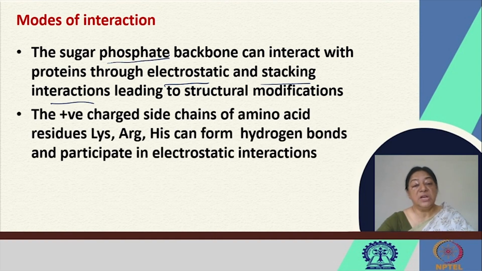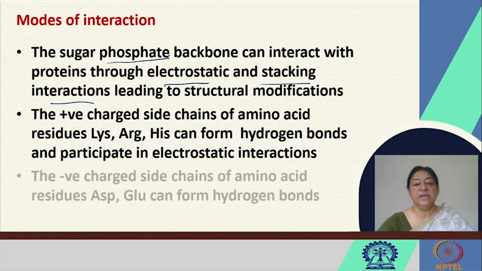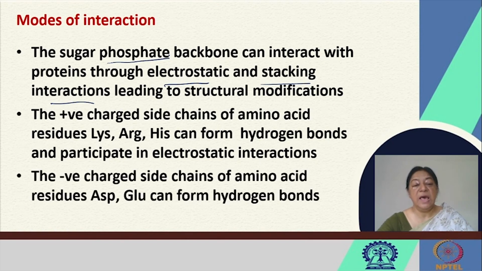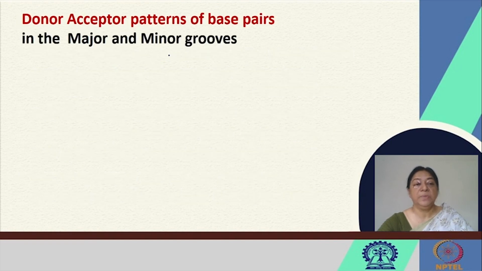The positive charge side chains of amino acid residues present on the protein can form hydrogen bonds and participate in these electrostatic interactions. And the negatively charged side chains of the amino acids aspartic acid and glutamic acid can be involved in hydrogen bonds as well.